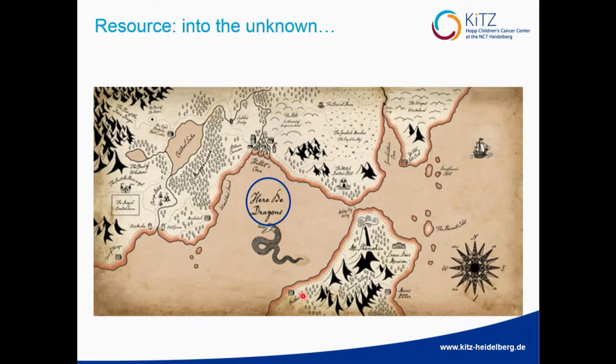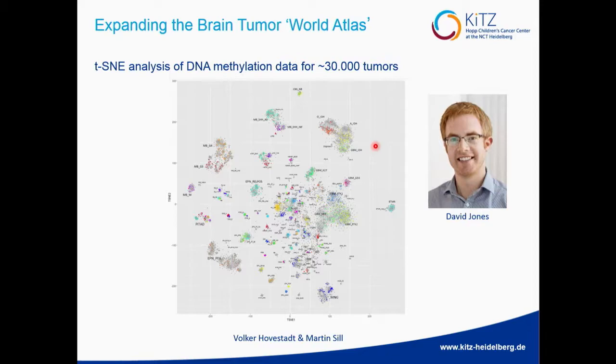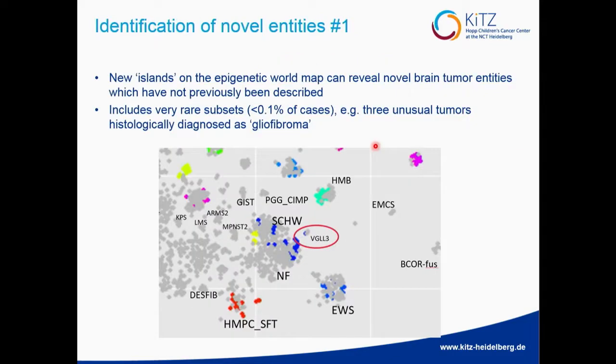So I promised you to also give you some kind of an introduction into these little islands that we find now by looking into more data. And actually, we are looking into more than 30,000 individual brain tumor data sets that we have generated on this platform. And now we can really zoom into the islands that were unknown before, or that we've previously called unclassifiable. And I just want to give you a few examples of this.